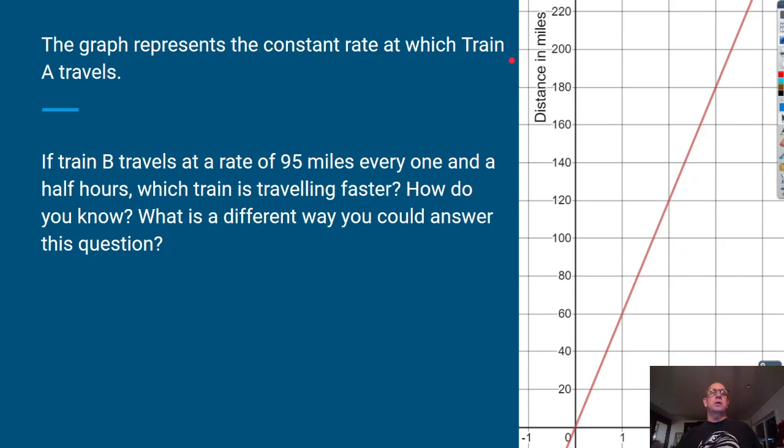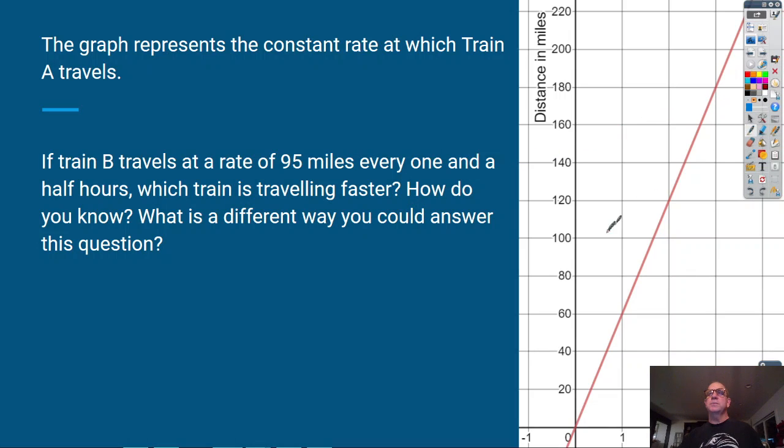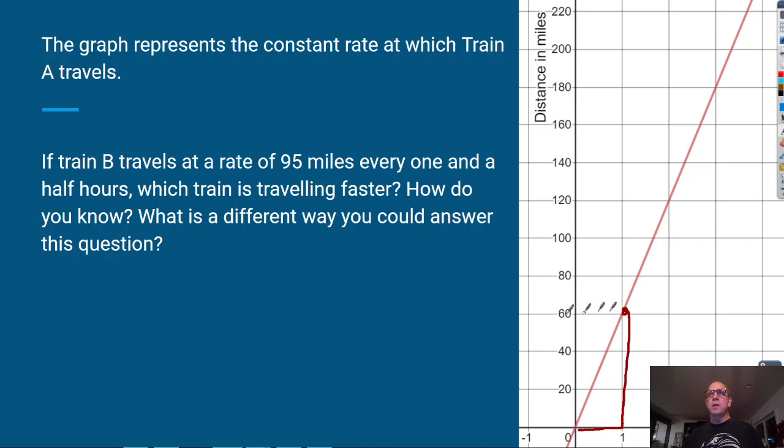So let's take a look at another one. This graph over here represents the constant rate at which a train travels. If train B travels at a rate of 95 miles every 1.5 hours, which train is traveling faster? How do you know? What is a different way you can answer this question? So let's take a look at this. This train is traveling, after 1 hour, this train travels 60 miles. After 2 hours, this train travels 120 miles.